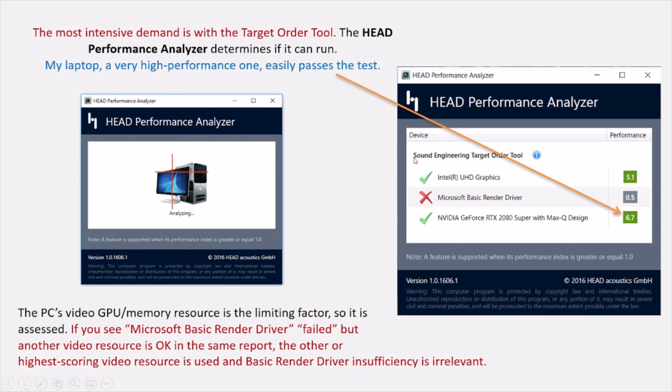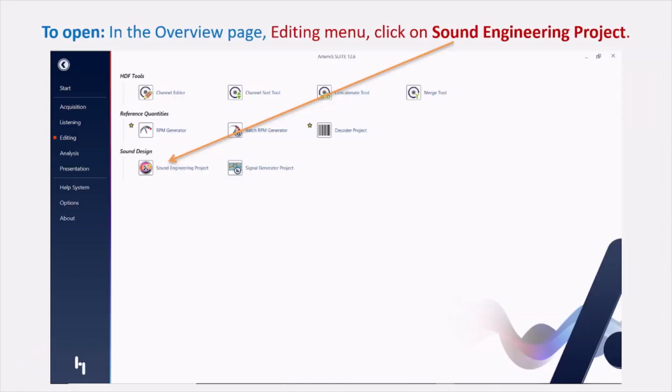You run it, and you get an evaluation. So my laptop that I'm giving this webinar on is a pretty hot one, pretty high-powered, and it has 3 results. The Microsoft Basic Render Driver is the basic software driver, and it isn't good enough. It's below 1, so it fails. However, there are 2 others, and the Advanced Video GPU system gets a 6.7. So the highest result will be used, and it doesn't matter if the render driver failed, if something else also shown is in accordance with what's needed, that will be used.